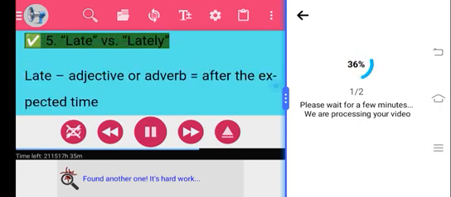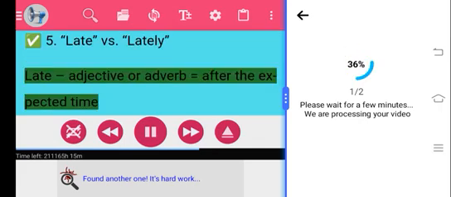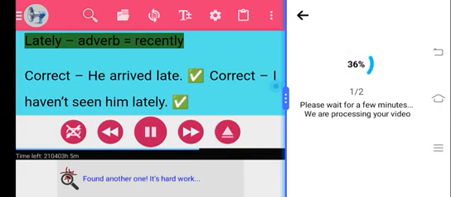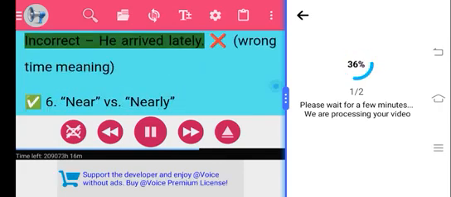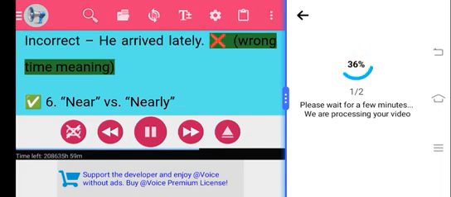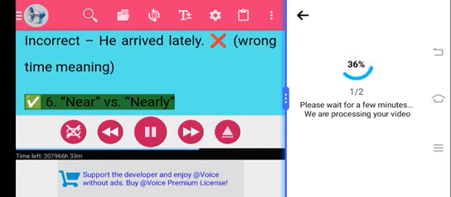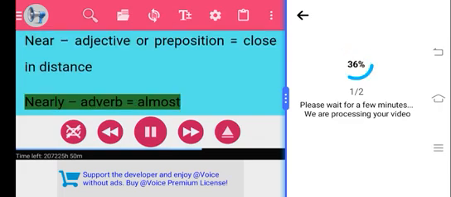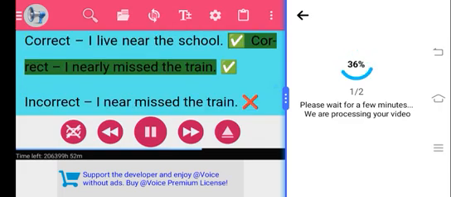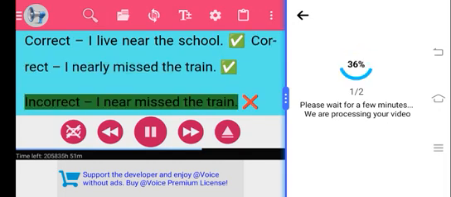5. Late versus lately. Late, adjective or adverb, means after the expected time. Lately, adverb, means recently. Correct: he arrived late. Correct: I haven't seen him lately. Incorrect: he arrived lately, wrong time meaning. 6. Near versus nearly. Near, adjective or preposition, means close in distance. Nearly, adverb, means almost. Correct: I live near the school. Correct: I nearly missed the train. Incorrect: I near missed the train.